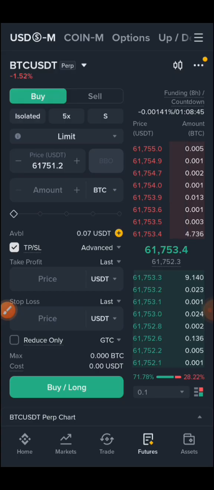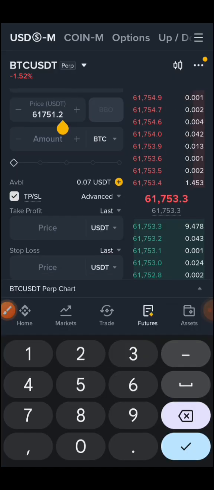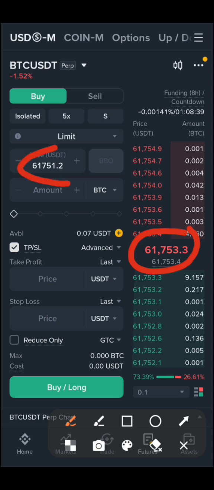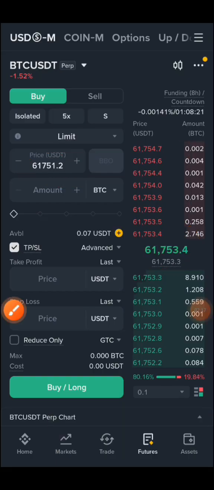I can edit to remove the current price of the market, and then I enter the price I want. Hope you understand. I want it to buy even when I'm not online. I don't have to be here waiting for the market to reach a certain price I want so that I can buy. So I can just leave a pending order.